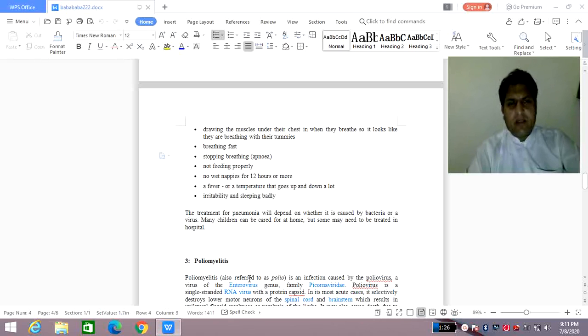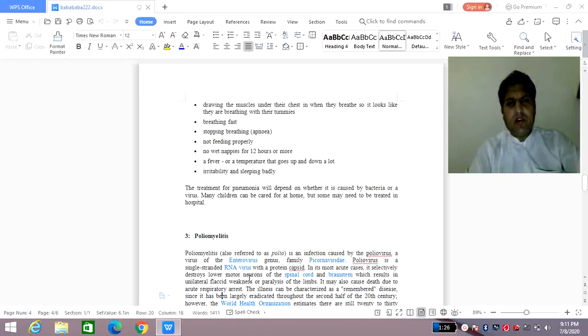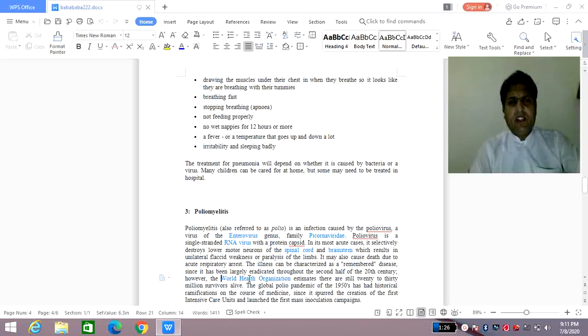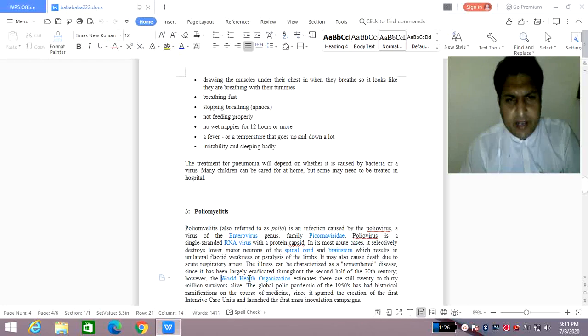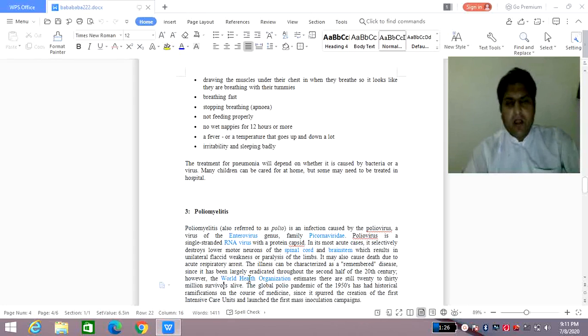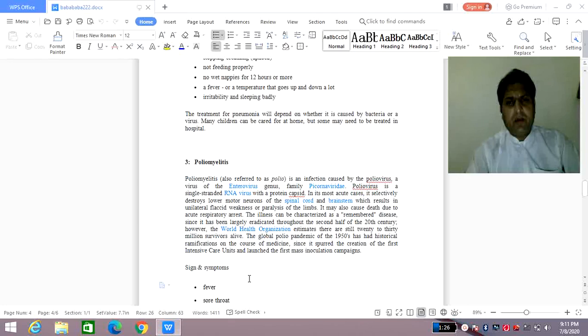The next topic is poliomyelitis, simply known as polio. This is a viral infectious, contagious disease, most commonly caused by an RNA virus belonging to the genus Enterovirus and the family Picornaviridae. One thing to keep in mind: this problem has been properly eradicated from European society because of the proper immunization program there.